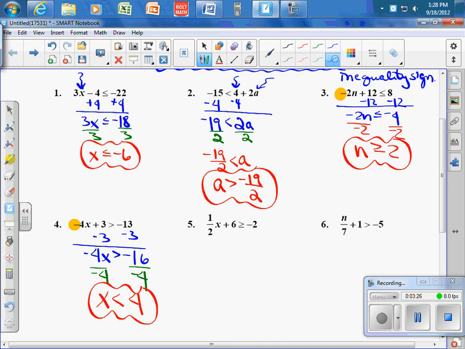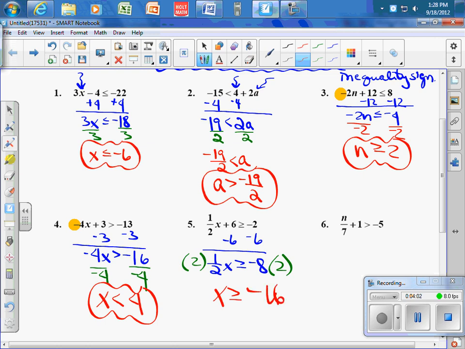In number 5, subtract 6 from both sides first. We get 1/2 x is greater than or equal to negative 8. Now I could divide both sides by 1/2. It's 1/2 times x, and to cancel out 1/2, I could divide both sides by 1/2. I don't like dividing by fractions, so instead let's multiply by the reciprocal. The reciprocal of 1/2 is 2. So if I multiply both sides by 2, that gives me as my answer x is greater than or equal to negative 16.